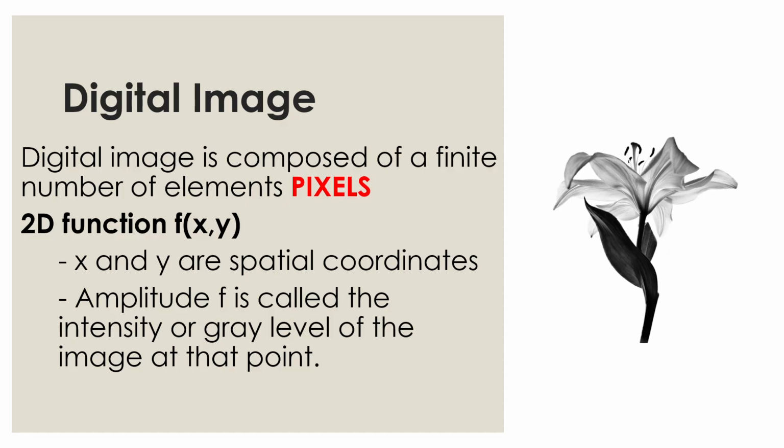The picture you are seeing on the side is an example of a grayscale image. This picture is made up of different pixels, and the pixels are represented with the spatial coordinates as well as the amplitude of the pixel.